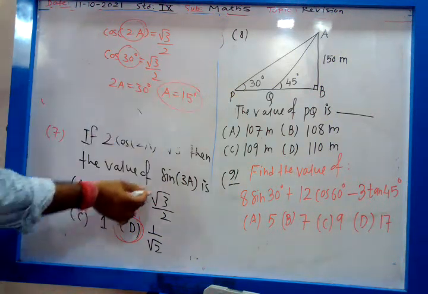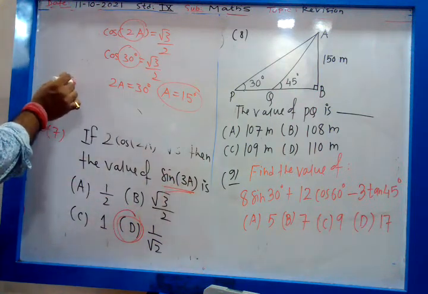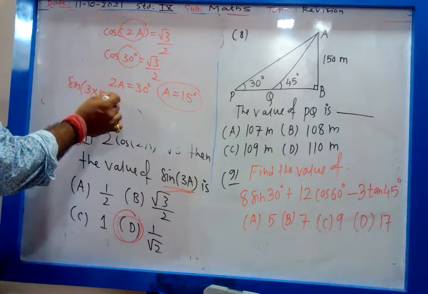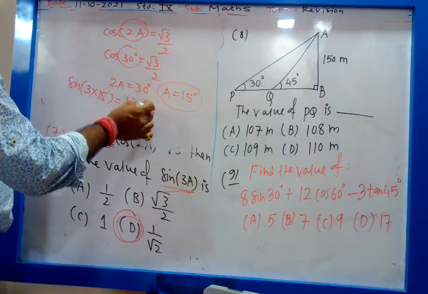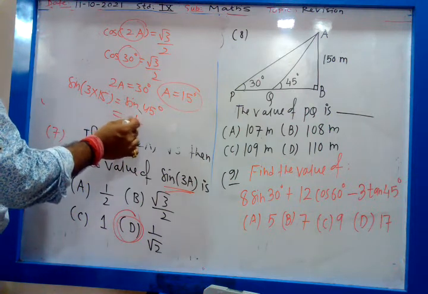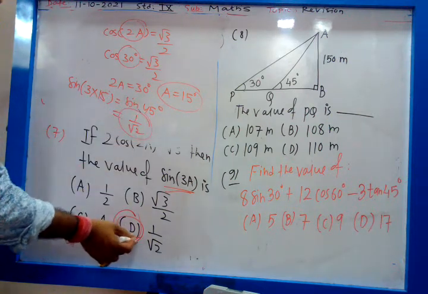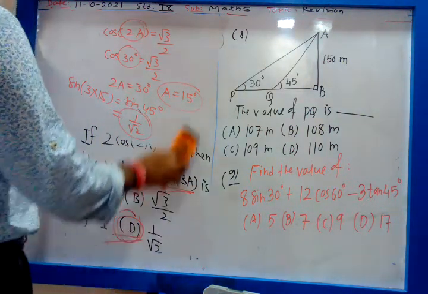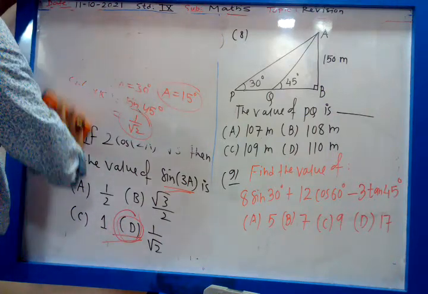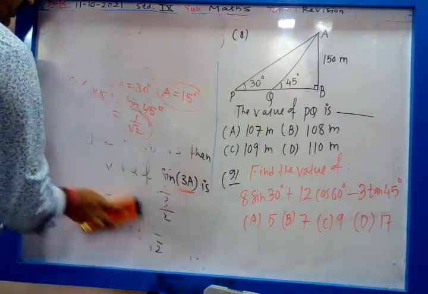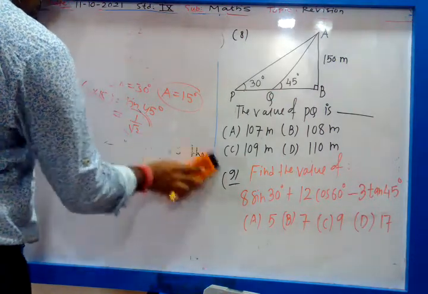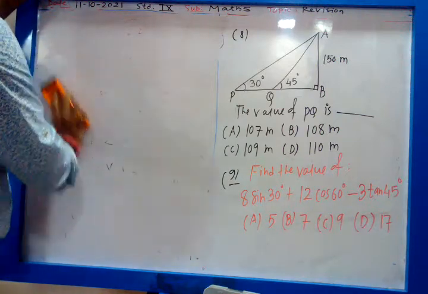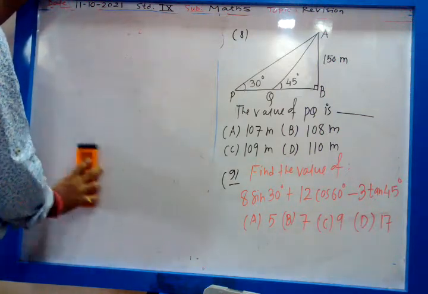Now you have to find the value of sin 3a. So sin 3a, a is 15 degree, 3 into 15 degree, that is sin 45 degree. Sin of 45 degree is 1 by root 2. So the correct option is D, 1 by root 2. Option number D, answer 1 by root 2.